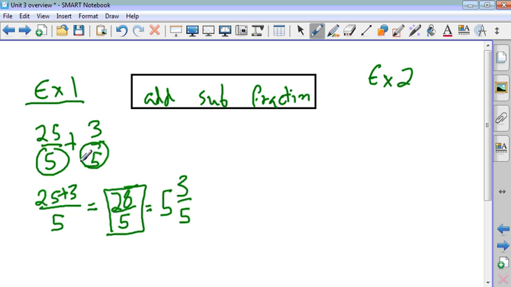If you guys notice, I want you to write down your work like this. Your problem will be right here. Show this step, and then write down your answer in the box. Next to the box, write down the mixed number.